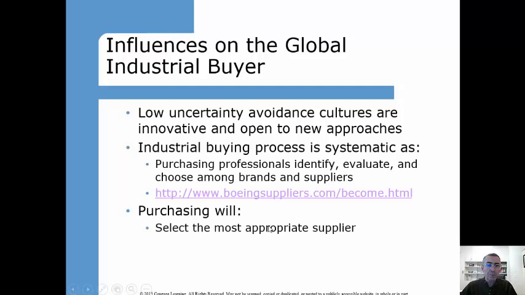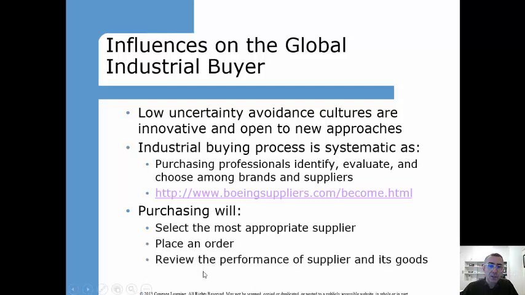What purchasing will do is they'll select the most appropriate supplier, they'll place an order, and they review the performance of the supplier and its goods. Without getting into too much detail, when you take operations management and learn a little bit more, this is when we talk more about supply chain and sourcing, etc. Once you dig deeper into operations management and quality, you can see that sometimes the process is a little bit flawed.